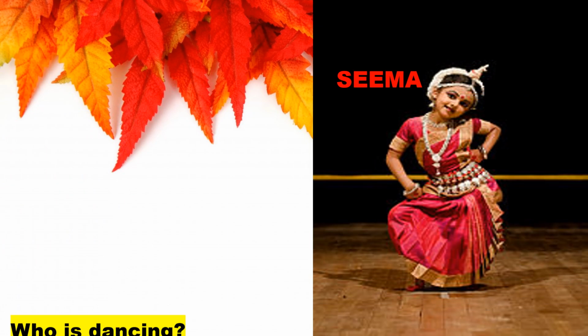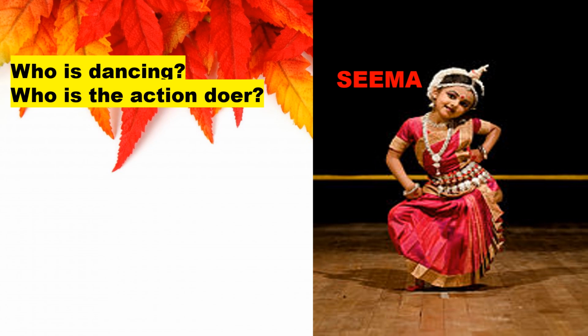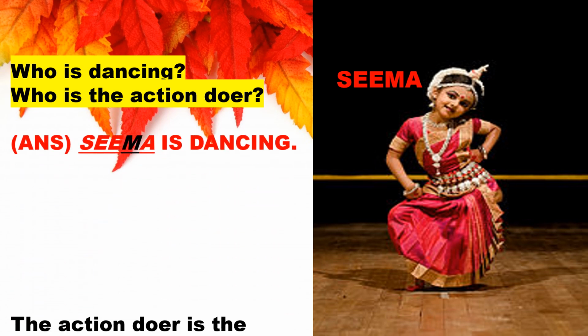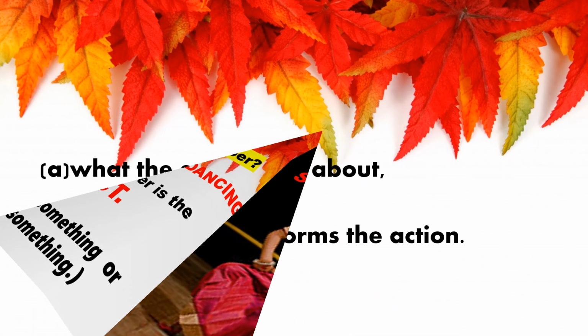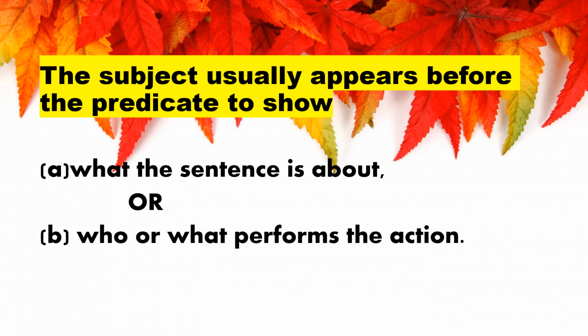Who is dancing? Seema is dancing. So who is the action doer here? Seema. So the action doer is the subject. A subject usually appears before the predicate only to show what the sentence is about or who is performing the action.